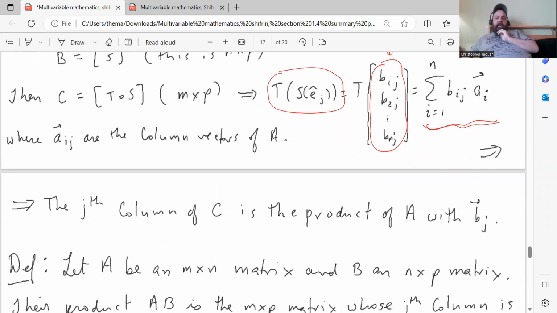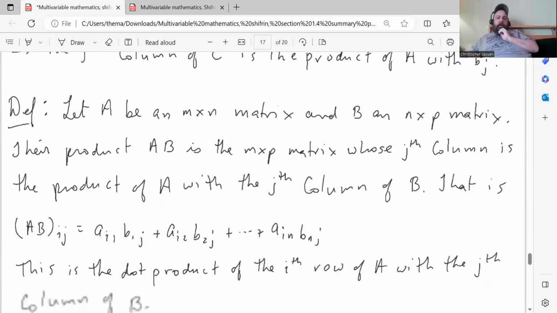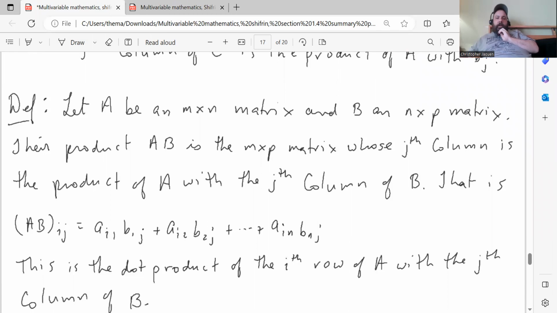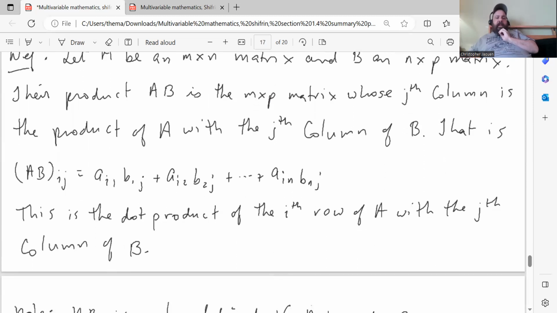The jth column of C is the product of A with b_j. So let A be an m by n matrix and B an n by p matrix. Their product AB is the m by p matrix whose jth column is the product of the entire matrix A with the jth column of B. That's the definition of the matrix product. That is, the ijth entry of AB is a_i1 times b_1j plus a_i2 times b_2j, et cetera. This is a dot product that gives the entry in the ijth position.